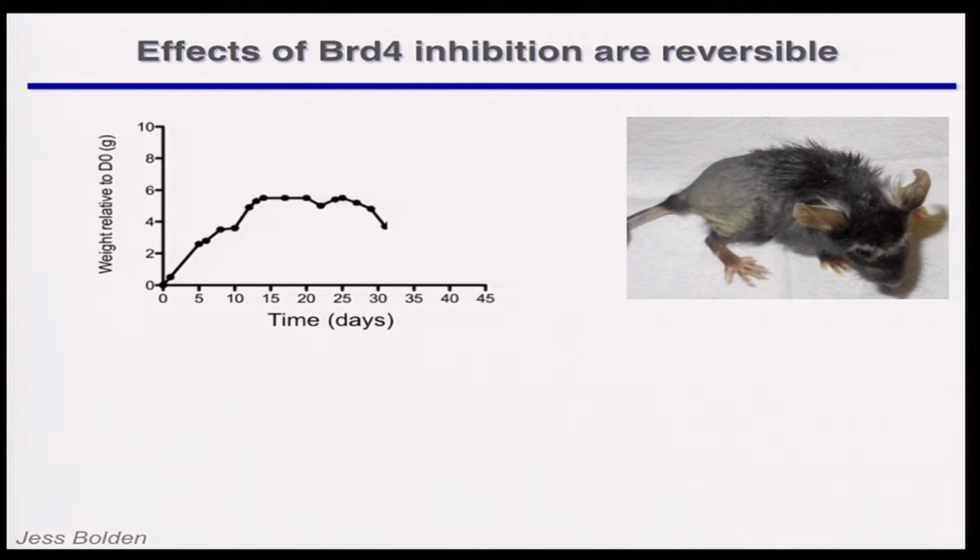Here's an example of a mouse here where we've added dox. They grow for a while, and then they start to lose weight. Here it is hairless. But now we can do an experiment you can't do with standard genetics, and you can't do with CRISPRs either, which is to take these mice off doxycycline and ask what happens.